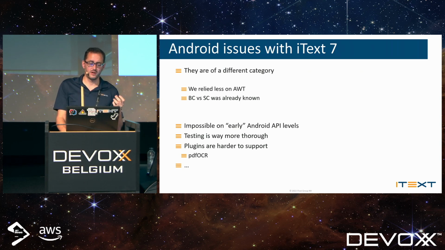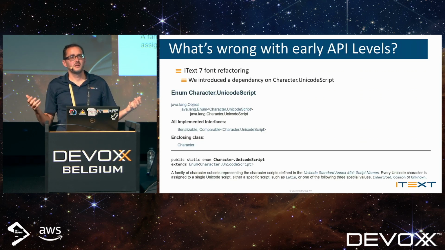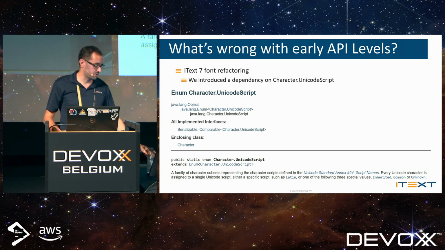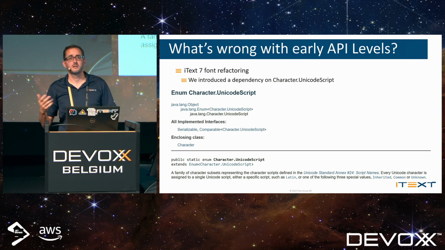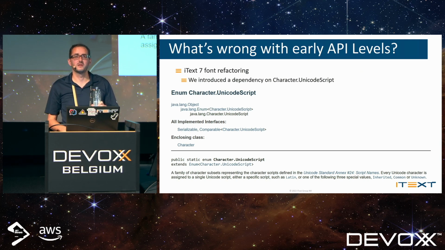So that was a bit harder to support for a few reasons. So what's wrong with early API levels, right? So I talked about the iText 7 font refactoring that we did, which was essential to support scripts exotic to us Westerners, like all the Indian scripts or the Vietnamese, Thai. Those scripts are a bit exotic to us, right?